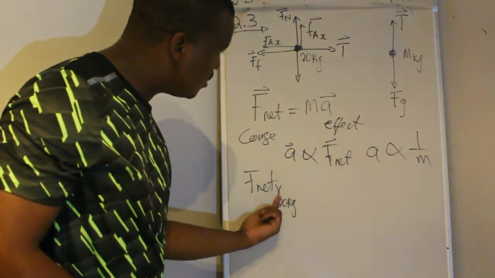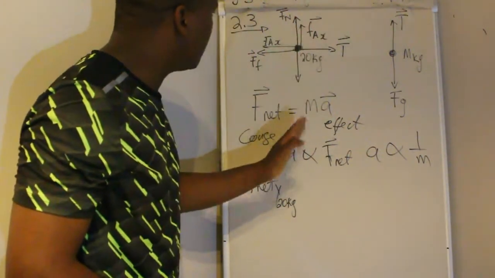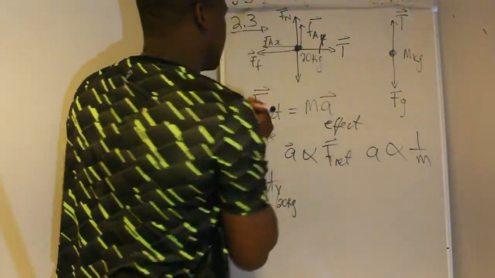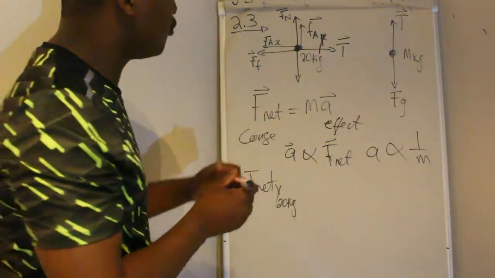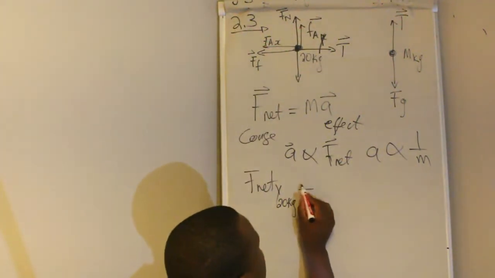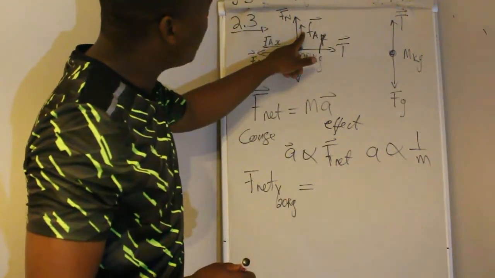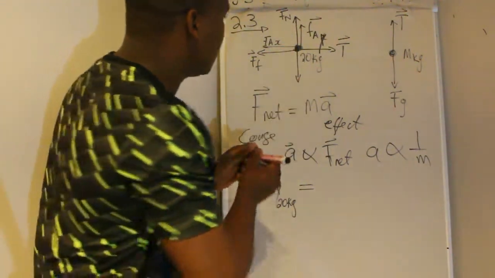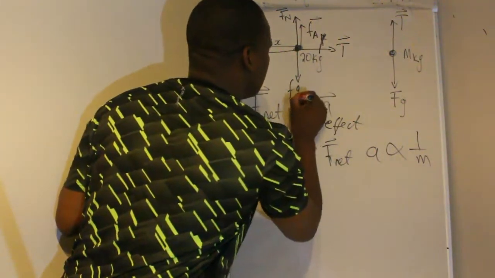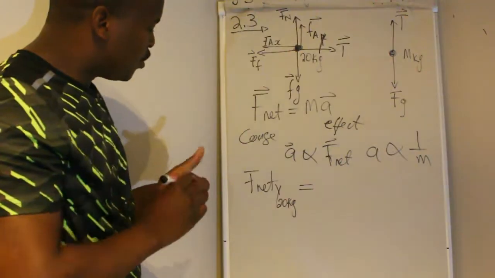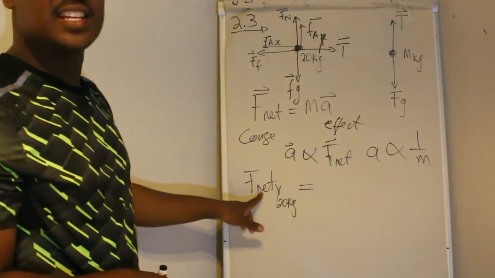F net in the y direction, so this should be y, not x. This is y, this is x. So the sum of forces will be equal to what? We have three forces: the normal force, the applied force, and the force of gravity. So now, you say the net force is the sum of forces.